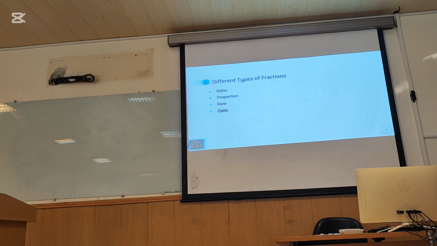And odds? Probability. Probability, no? It's a ratio for probability. Odds is related to probability. What is the formula of odds? How can we calculate odds? Exposed over unexposed. Okay, probability.